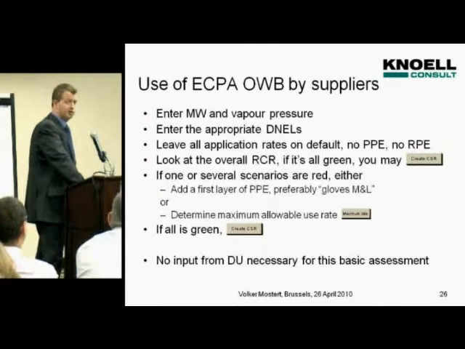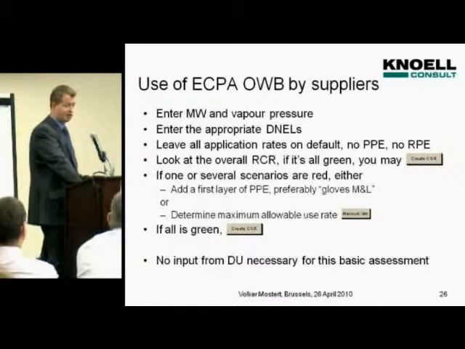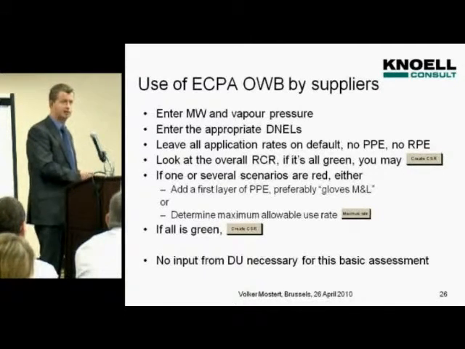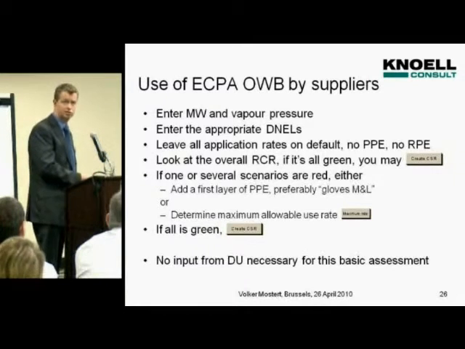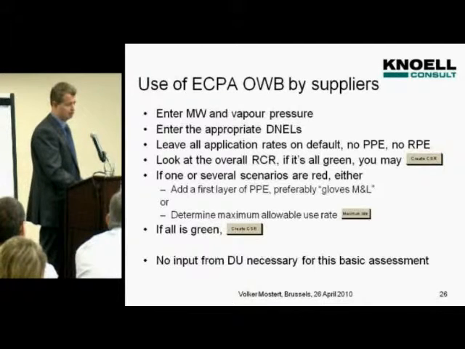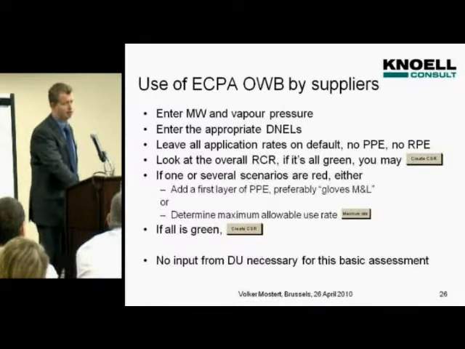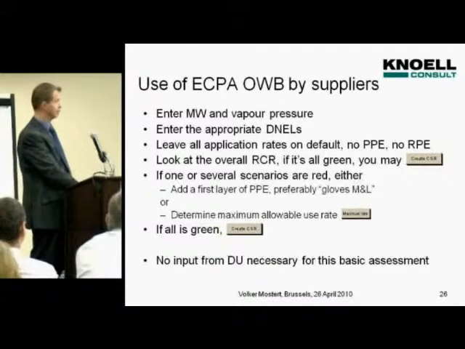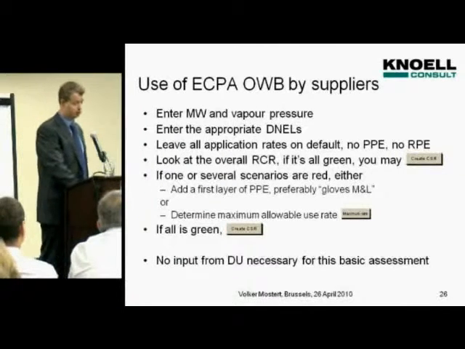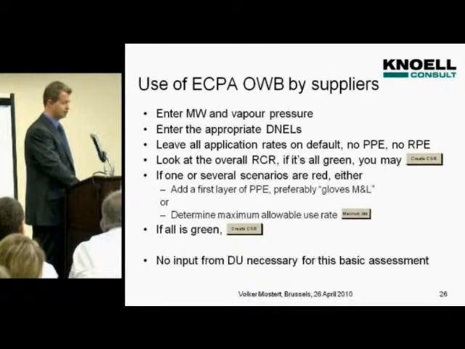If one or several scenarios are red, then you either add a first layer of PPE, preferably just gloves during mixing and loading, because that actually makes a major contribution to the protection. It actually has the single most protective effect, because that's when the concentration of the substance is maximum. It's in a concentrated plant protection product. Or you can also go ahead and determine a maximum allowable use rate by pushing a button that has a maximum rate on it. If it's all green, you can then go and create the CSR.